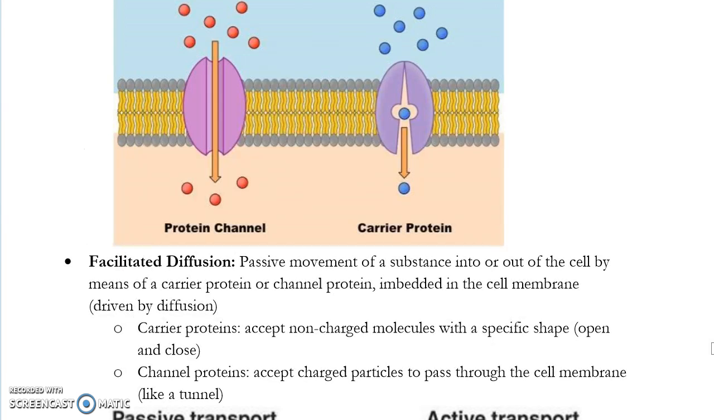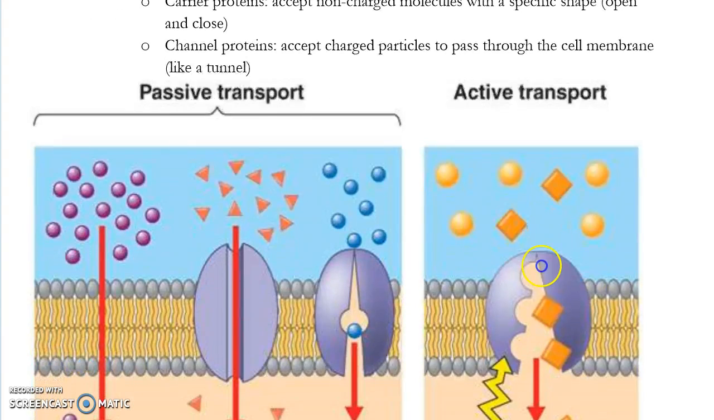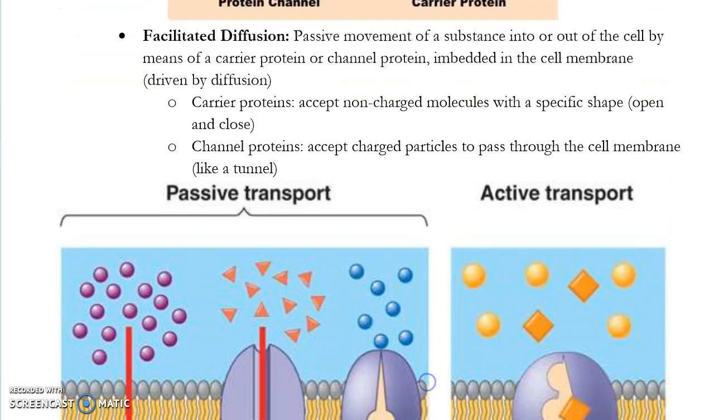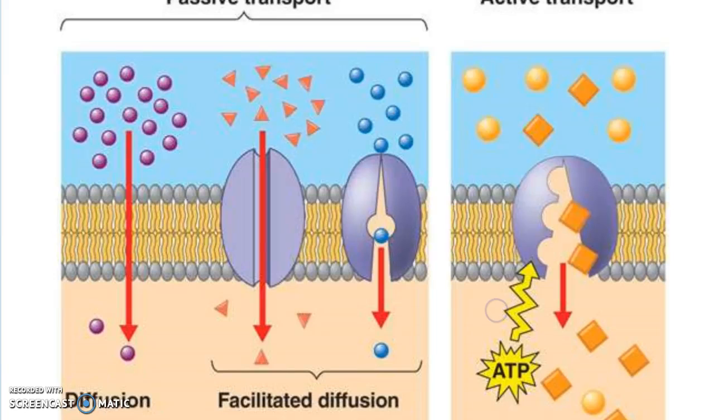So if I go back to this note, you have passive transport. So you have just diffusion and your facilitated diffusion, which is facilitated by these two different types of proteins, either a carrier or a channel. So it's all written here in your notes. Again, I recommend drawing it out.